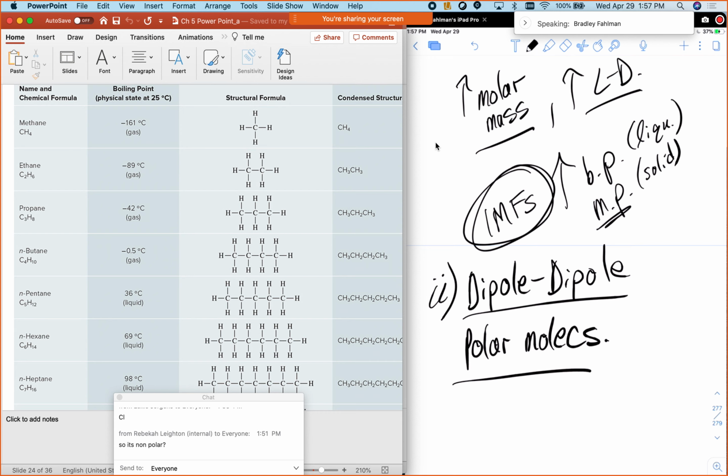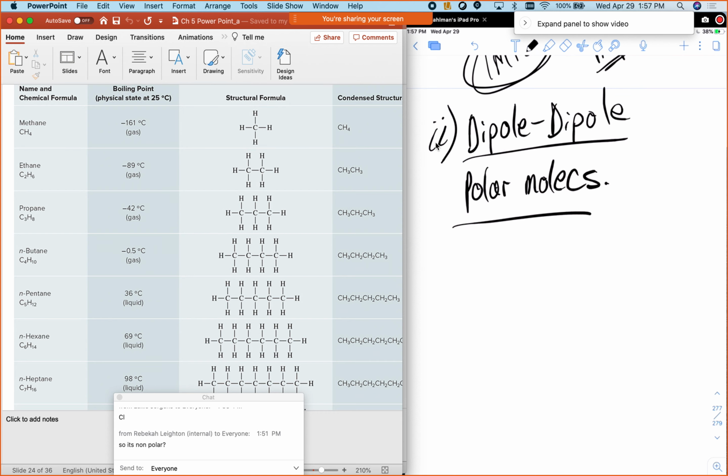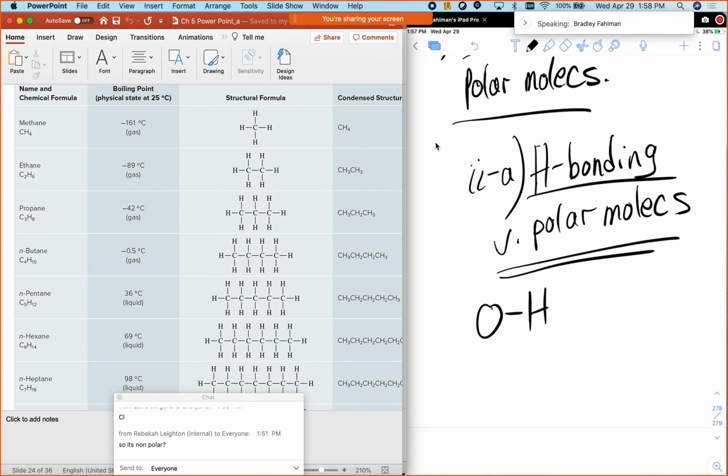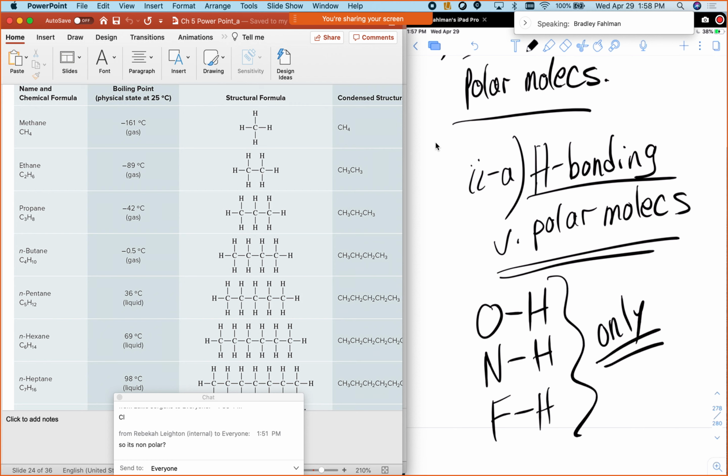And then we had a subclass of that, which was hydrogen bonding. Those are also polar, but it's between very polar molecules. Hydrogen bonding is if you have an OH, an NH, or an FH in your molecule. If you have anything else, then it would be dipole-dipole.